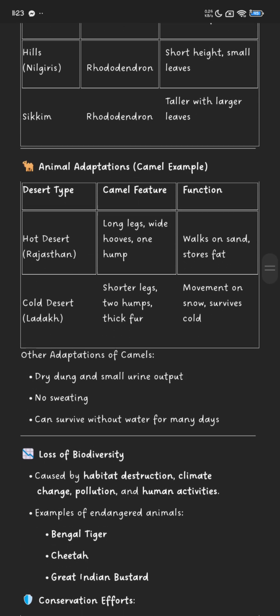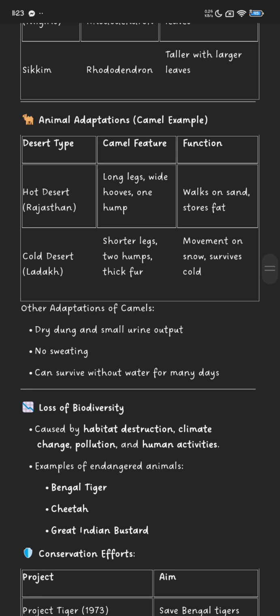Animal adaptations. Camel, for example. Hot desert in Rajasthan: long legs, wide hooves, one hump. Walks on sand, stores fat. In cold desert Ladakh: shorter legs, two humps, thick fur. Movement on snow, survives cold.